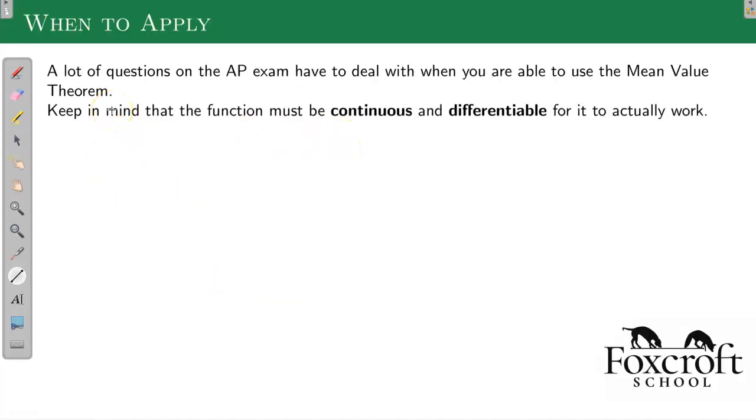It's really important that you only apply this when it's continuous and differentiable. We saw this with the intermediate value theorem. That one only needs continuity, but this one needs both continuity and differentiability. So always make sure you're checking those before you apply the mean value theorem.